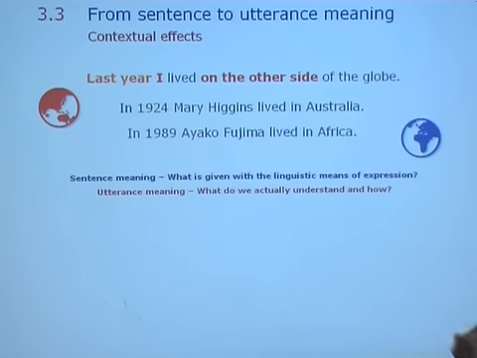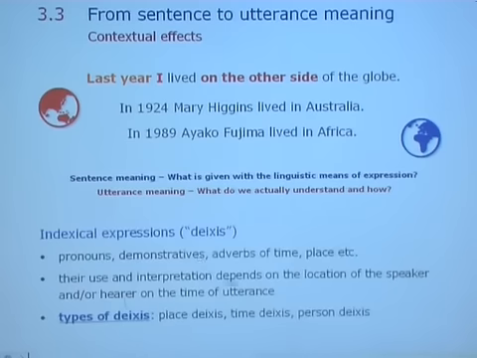taking in contextual information. So sentence meaning is what is given with the linguistic means of expression, and utterance meaning is what we actually understand, and then we are interested in how this works. Now, these devices which are used in the first sentence here, this is called deixis, and a special term which is used in this connection is indexicals or indexical expressions.